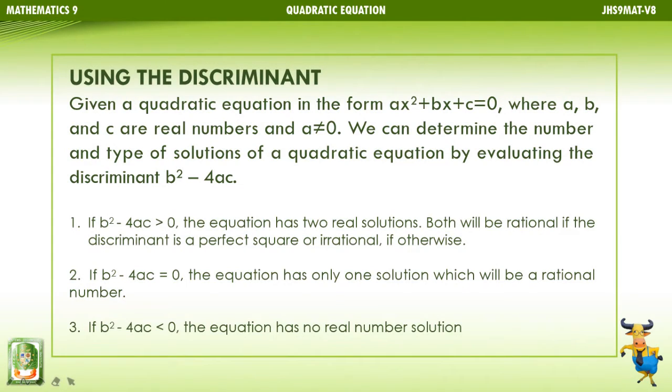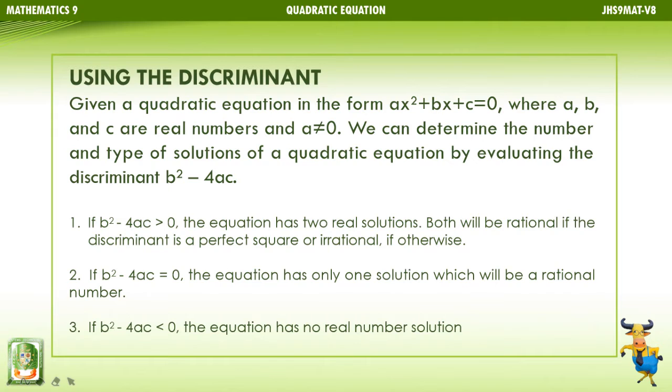Using the discriminant. Given a quadratic equation in the form x squared plus bx plus c equals 0, where a, b, and c are real numbers and are not equal to 0, we can determine the number and type of solutions of a quadratic equation by evaluating the discriminant b squared minus 4c.